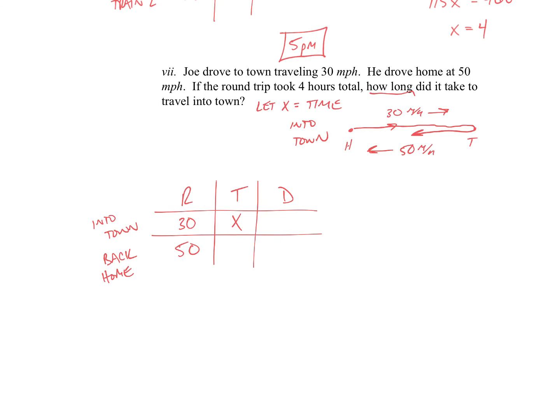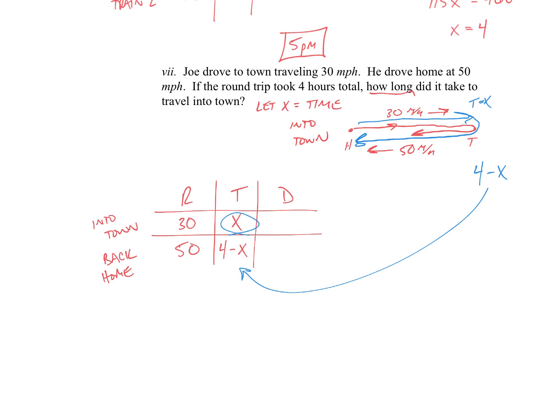So if the whole trip took 4 hours and the time to get there took x hours, so if this was time of x, then x plus something gets you to 4, right? So the total trip was 4, and some of that was x. Then if I take away the x, that will leave me with the time it took him to get back. So I'm going to say that my time for the return for Joe was the 4-hour total minus however long it took him to get into town.